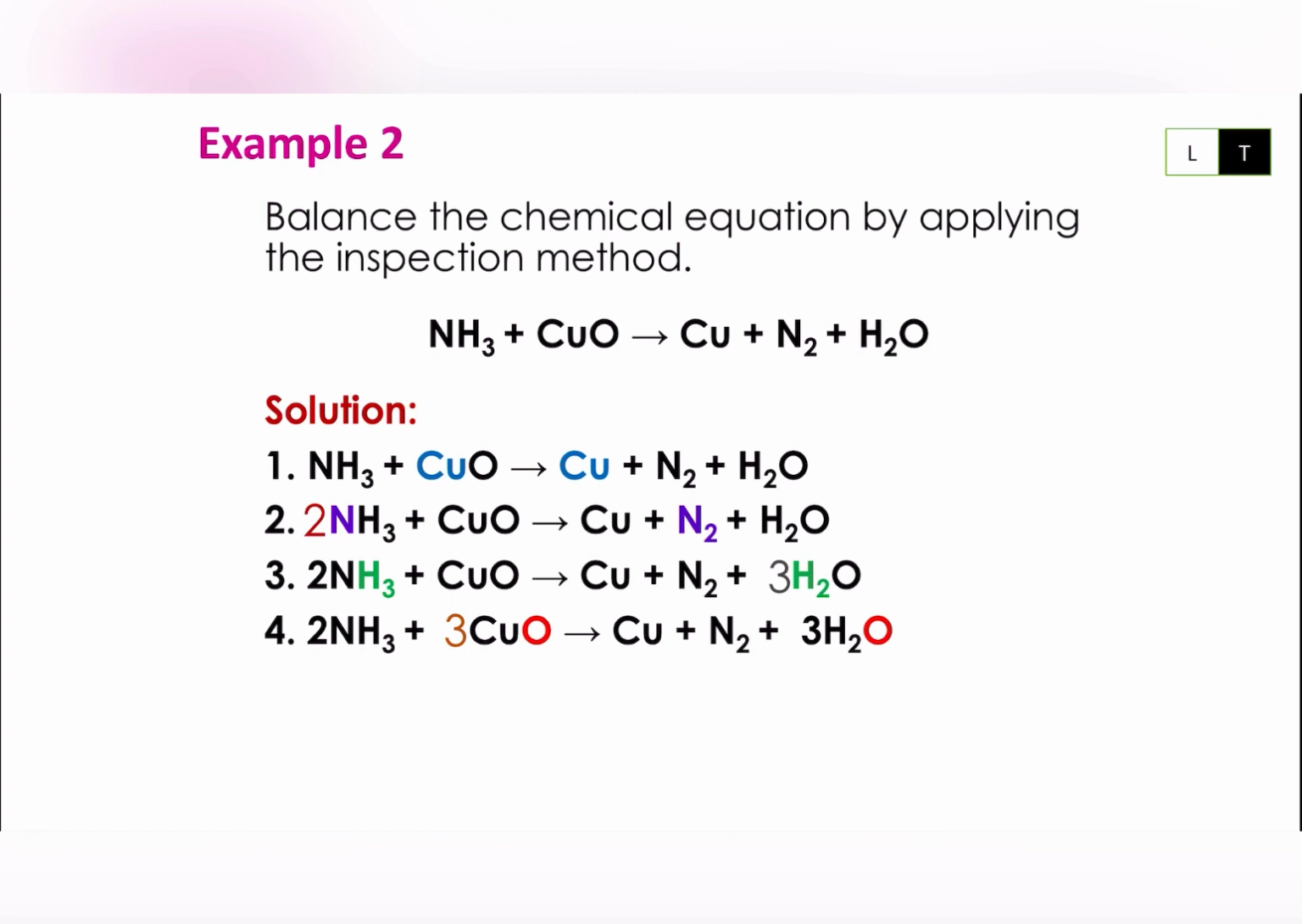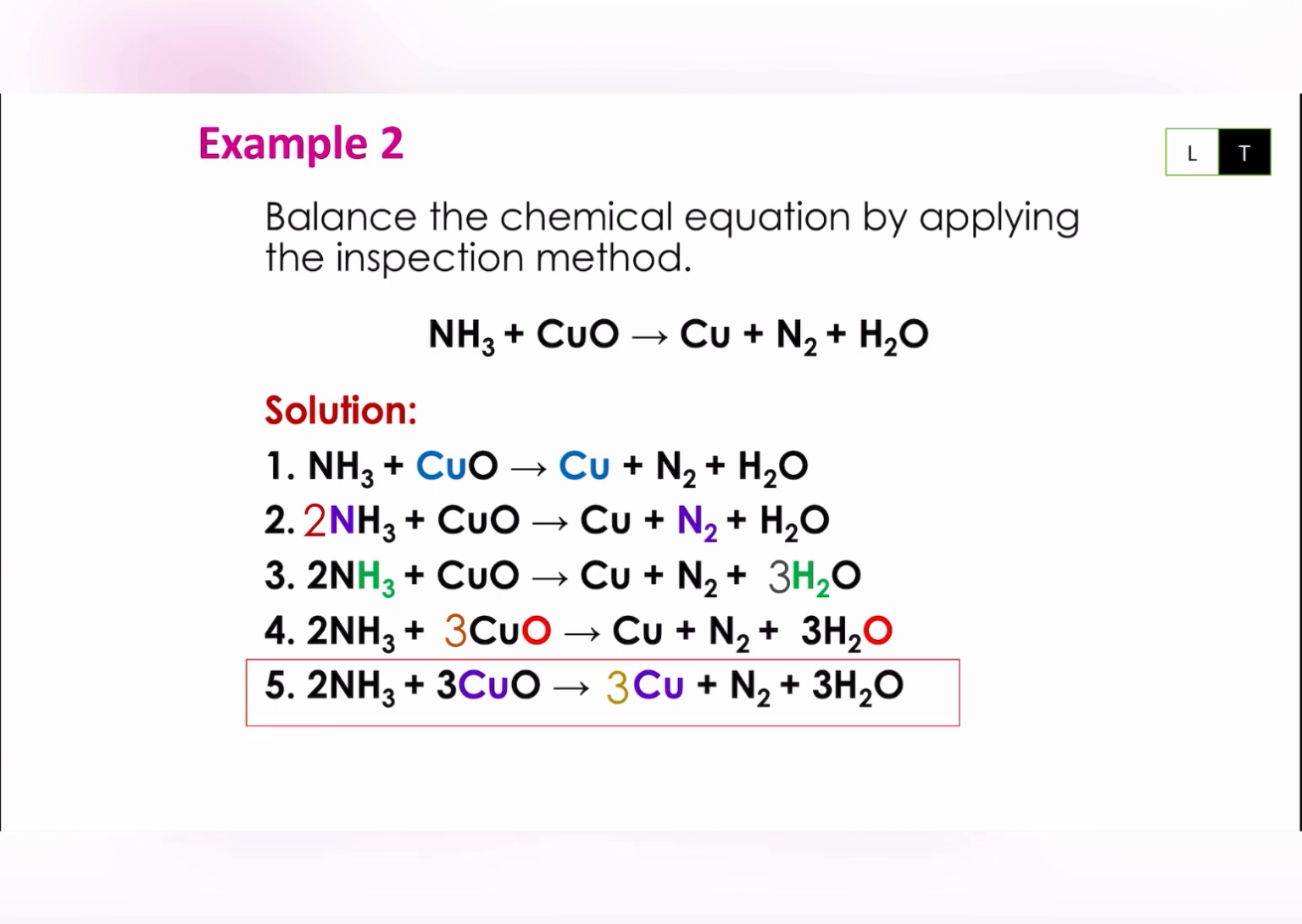And last but not least, you have to double check because you already disrupted the copper metal together with oxygen. So I'm going to put 3 for my copper on the right side so that I will have my final equation that is already balanced. So this step 5 is very important because you have to double check again. So let's go to the next one.